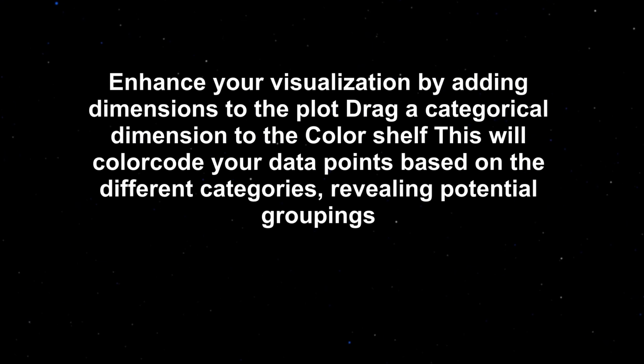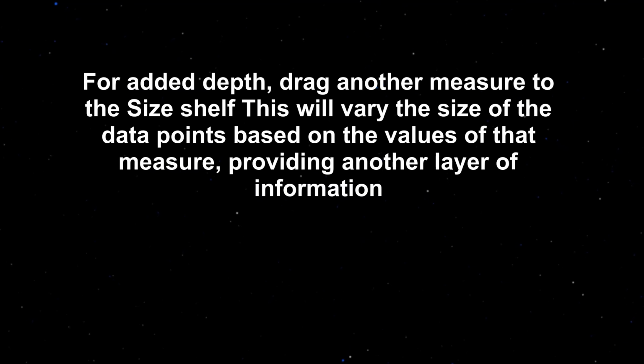Enhance your visualization by adding dimensions to the plot. Drag a categorical dimension to the color shelf. This will color code your data points based on the different categories, revealing potential groupings. For added depth, drag another measure to the size shelf. This will vary the size of the data points based on the values of that measure, providing another layer of information.